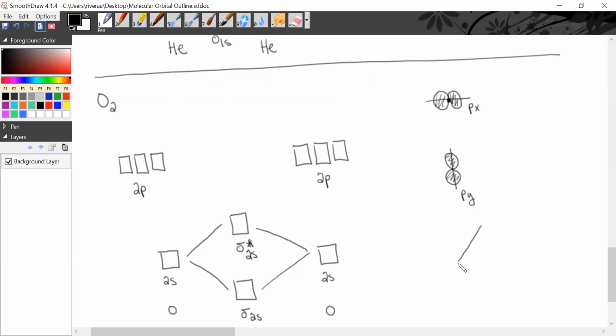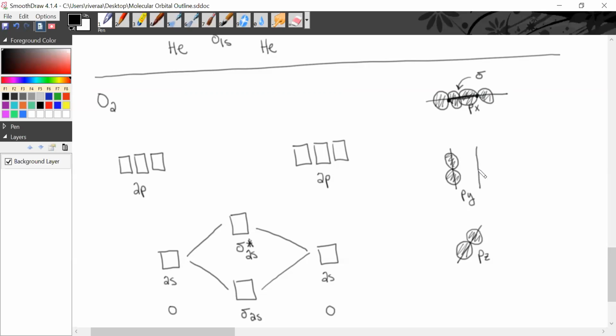And there's also lying, coming in and out of the paper, a pz. If the px orbital for one oxygen overlaps with a px orbital for another oxygen, so like here, this is the other oxygen's px. Do you guys see how this orbital overlap is happening between the nuclei? Remember how we call those sigma bonds?